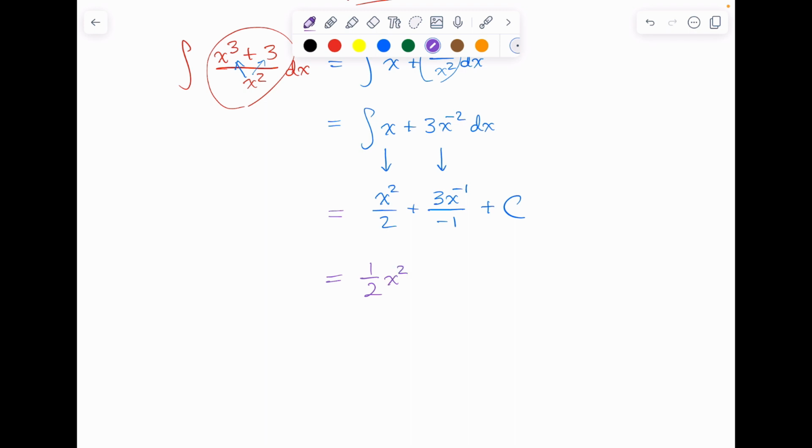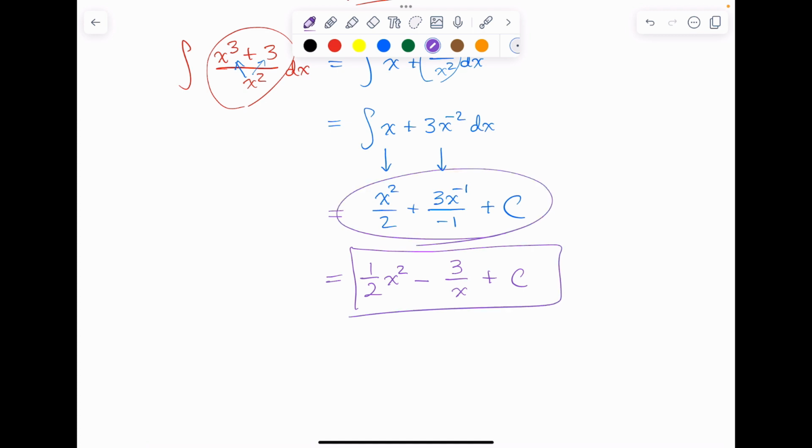So 1/2 x squared, this will turn into minus 3 over x, right? This is a much more proper way to write your answer. And yes, I would take points off if you left your answer like that. This is good, this is bad, right?